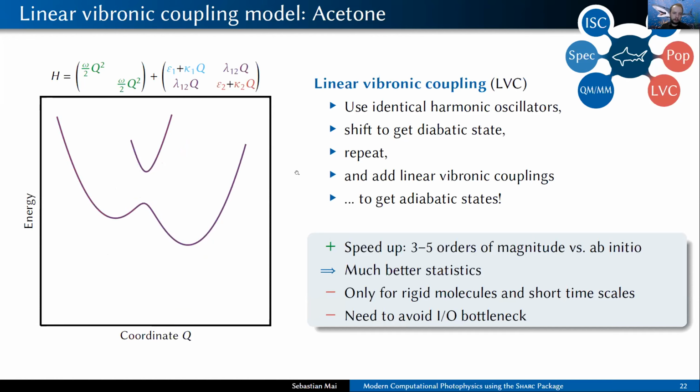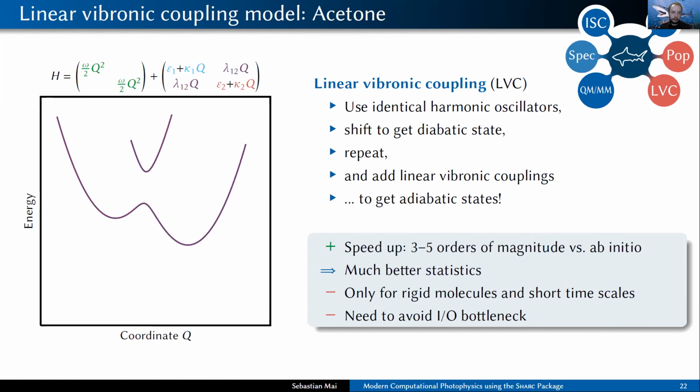And when we use such an analytical model based on fitted parameters, we can get a speed up of 3 to 5 orders of magnitude versus doing ab initio dynamics with SHARC. And this extreme speed up allows us, of course, to get much better statistics. Of course, this analytical model has some limitations. It only works for rigid molecules on short time scales.